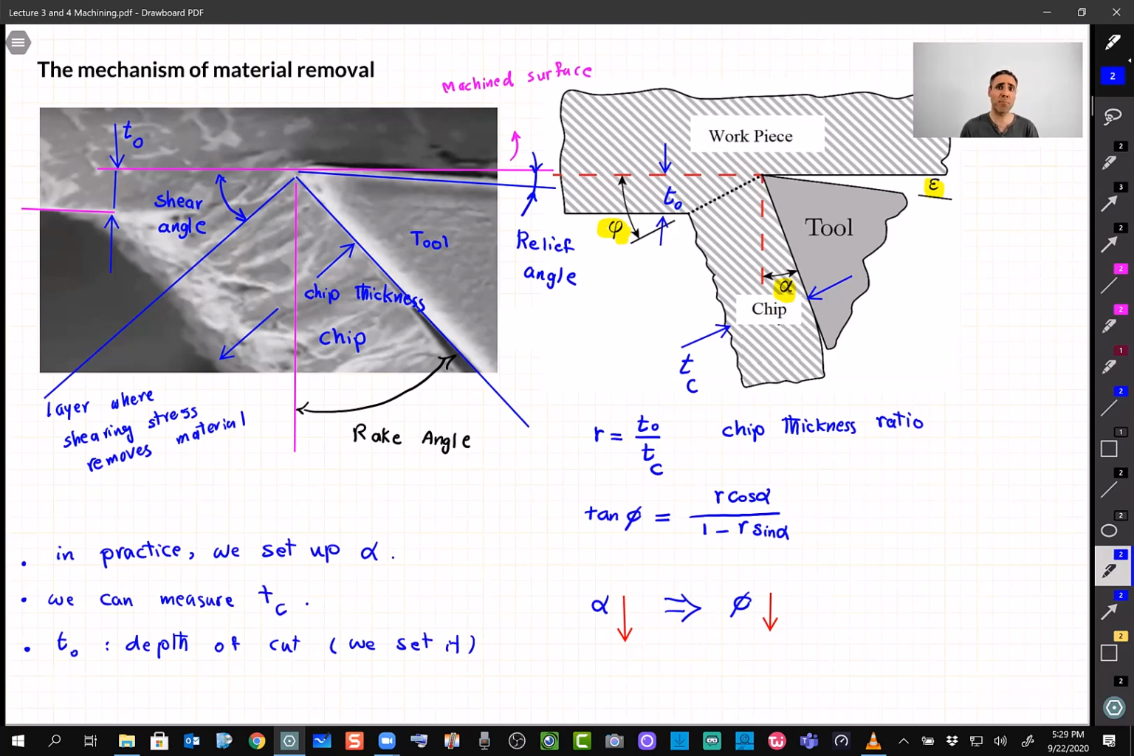So phi then depends on alpha and R. It can be equal to alpha, but it depends on all these parameters. In general, it's not equal. Is it clear now?